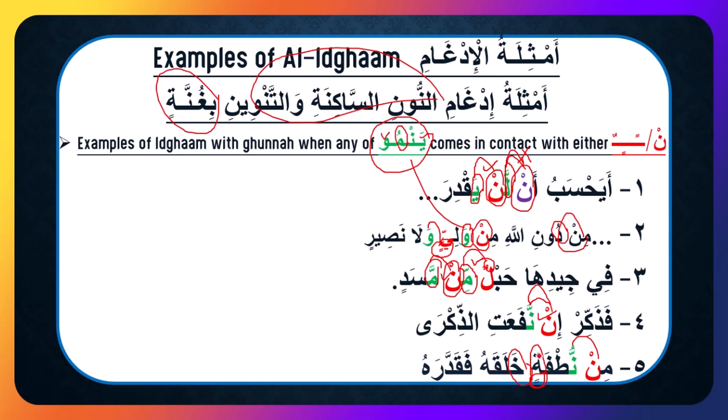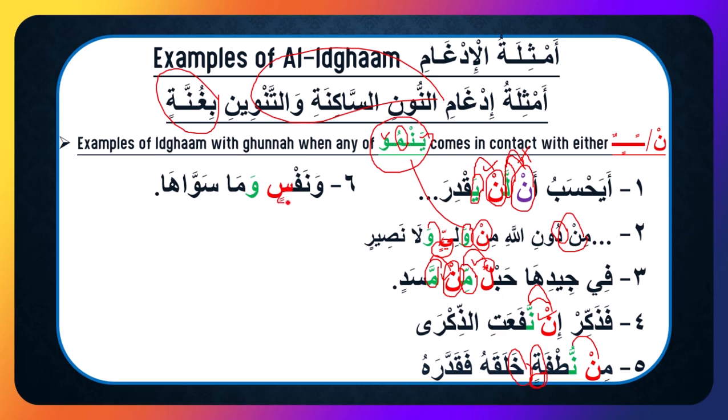So kha is a letter of idgham. That explains why I pronounce this tanween without nasalization, because al-idh'haar is all about pronouncing letters without nasalization from their point of articulation. So I say min nutfatin khalaqahu faqaddaru. That's that for that. Moving on, we have wa nafsin wa ma sawwaha.